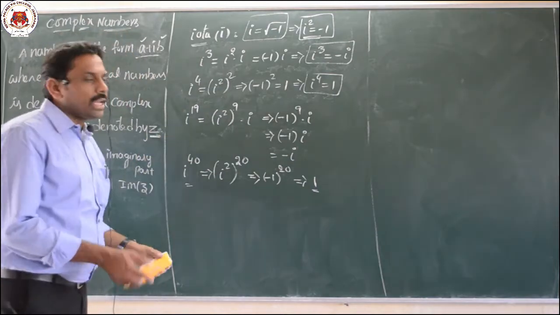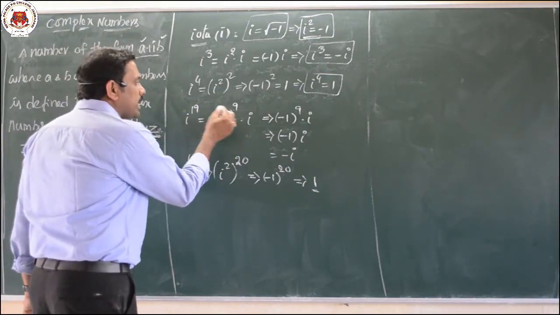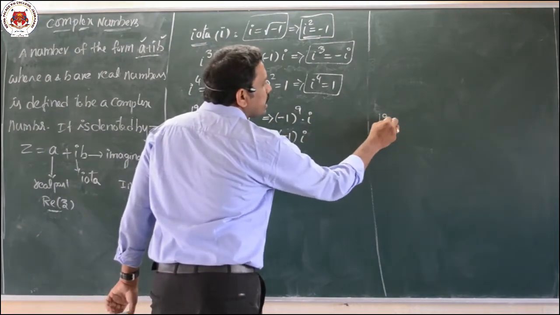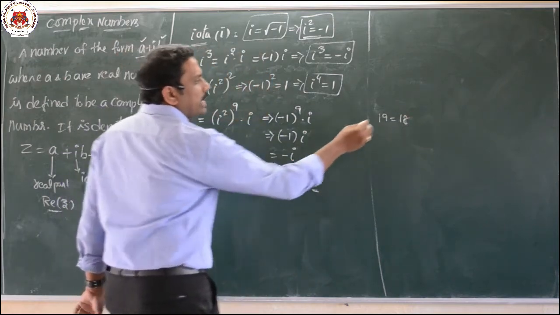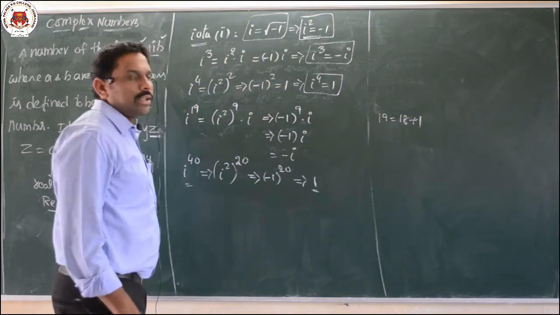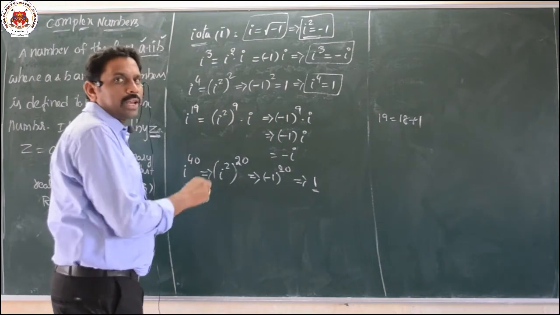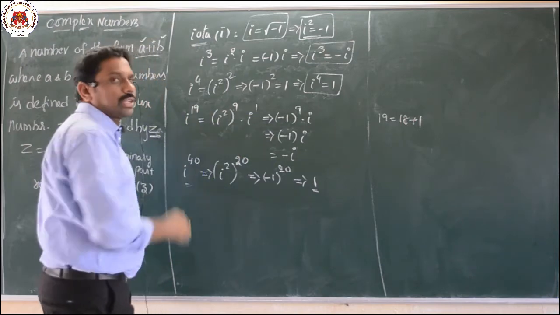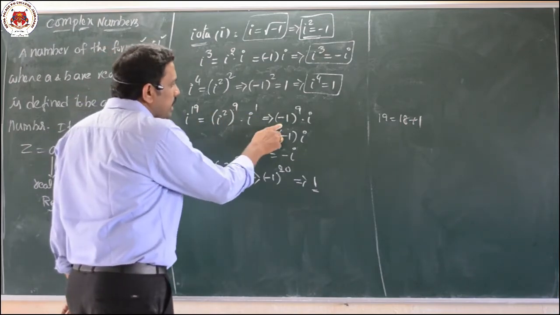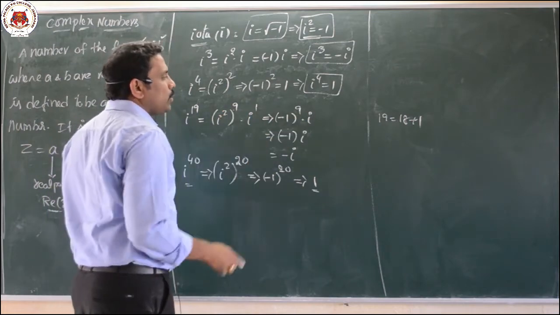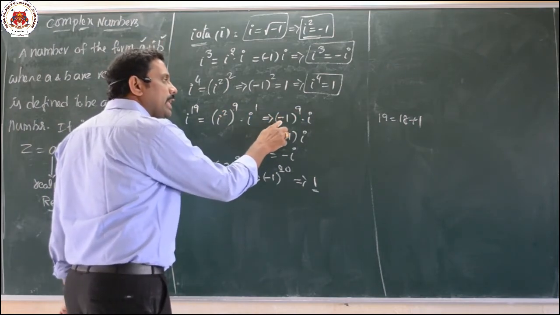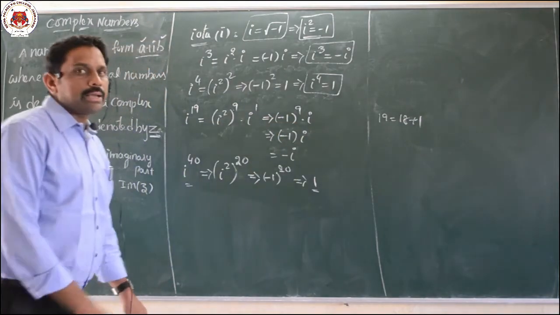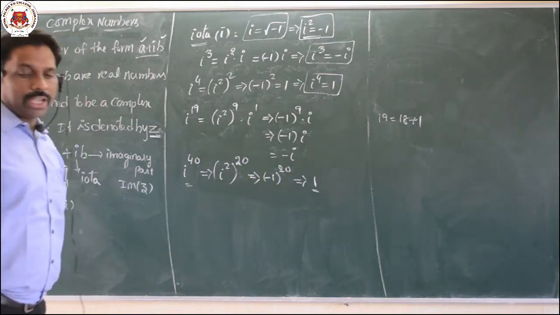Same way, i power 19. We can't write 19 in terms of 2, that's why the nearest value is 18. So I write 19 as 18 plus 1. 18 means i square whole power 9, because 2 nines are 18, and here power 1. 18 plus 1 is 19. So i square value is minus 1, with whole power 9, into i. An odd power of negative is negative only. 1 to any power is 1, so minus 1 into i is nothing but minus i. In this manner we can find this value.